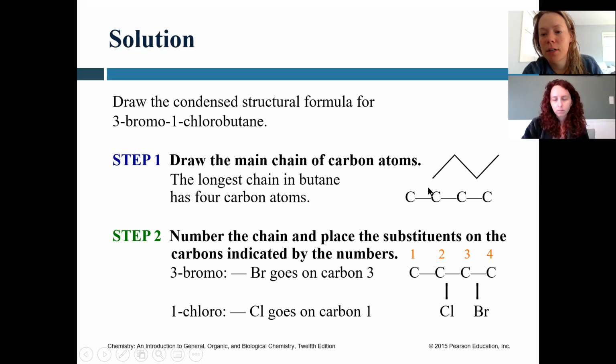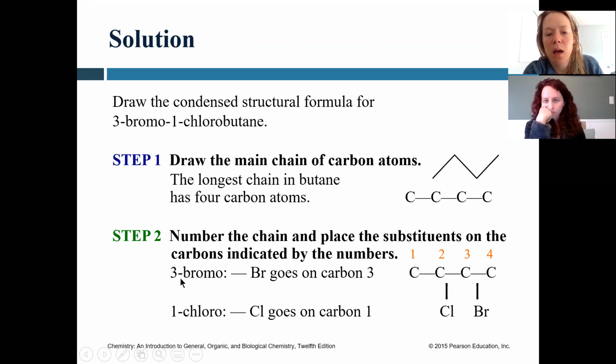Sometimes they'll draw it like this. If you get real lazy like I do, they'll just draw it like this. You can do it that way as well. We need to number the carbon chain. Why not make it easy for yourself and just have the one on the left be 1. So 1, 2, 3, 4. And then we need to add the bromines and the chlorines.